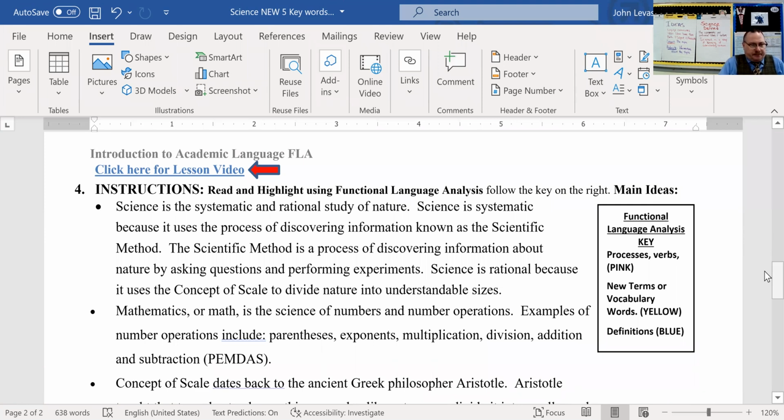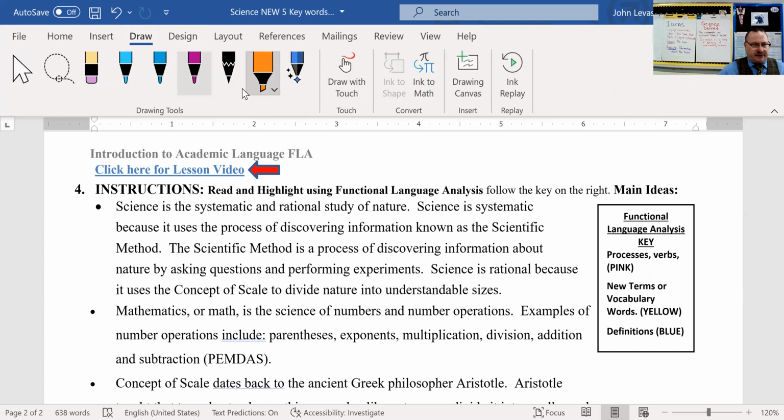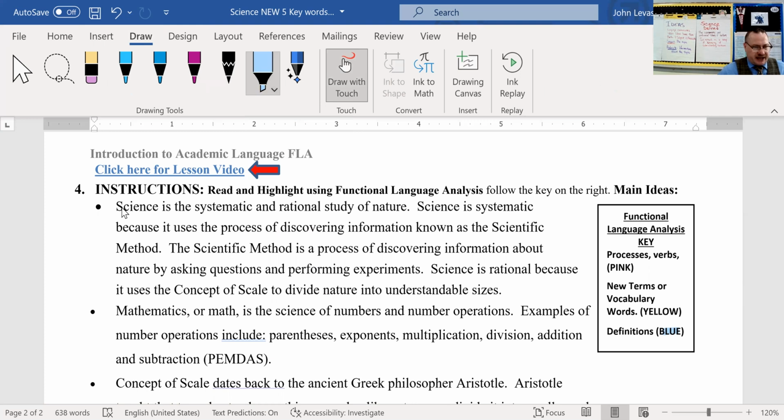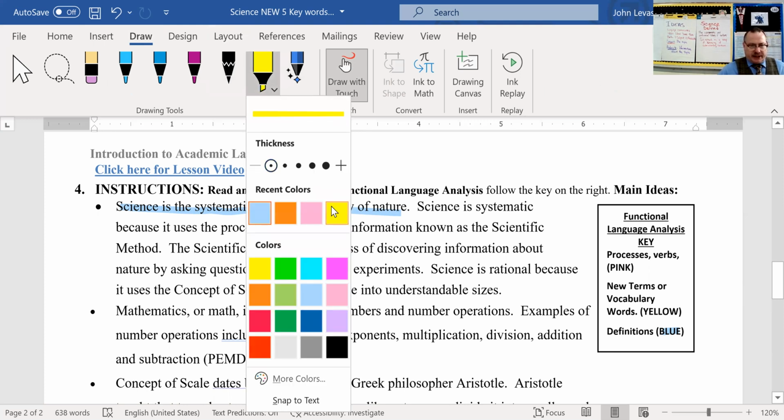So, section 4, instructions. Read and highlight using functional language analysis. Follow the key on the right. And here's that key. So, science is the systematic and rational study of nature. Well, that sounds like a definition right out of the get-go there. So I'm going to open this up with blue, and I'm going to say science is the systematic and rational study of nature. There's a definition. And I'm going to switch over to vocabulary words, yellow.